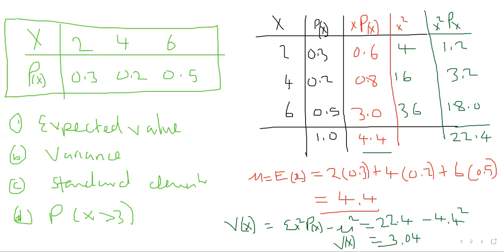Then the last part we're being asked is to calculate the probability of x is greater than 3. Which values of x are greater than 3? 4 and 6. Good. So for the probability of x greater than 3, we have x equal to 4 and x equal to 6.